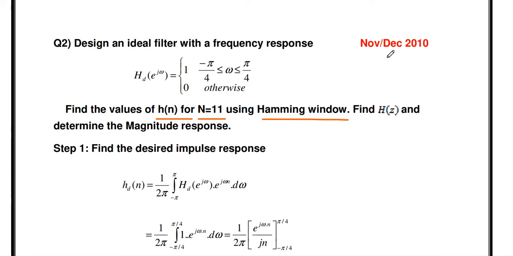Okay, so this question, it's a November-December 2010 question. Similar to this question, we already discussed one filter, a low high pass filter problem, using Hamming window, which we solved as a first problem. If you want to learn that, I will give the link in the description box. You can refer to it.